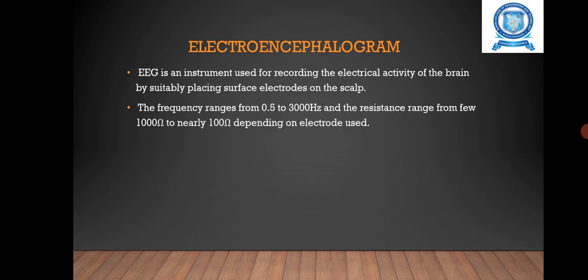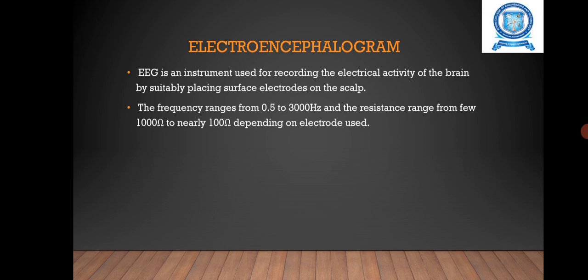Topic: EEG. To understand the concepts of EEG and their recording unit. First, we are going to see what an EEG is. It is an instrument used for recording the electrical activity of the brain by suitably placing surface electrodes on the skull. By means of electrodes on the skull of the patient, the brain waves can be picked up and recorded.